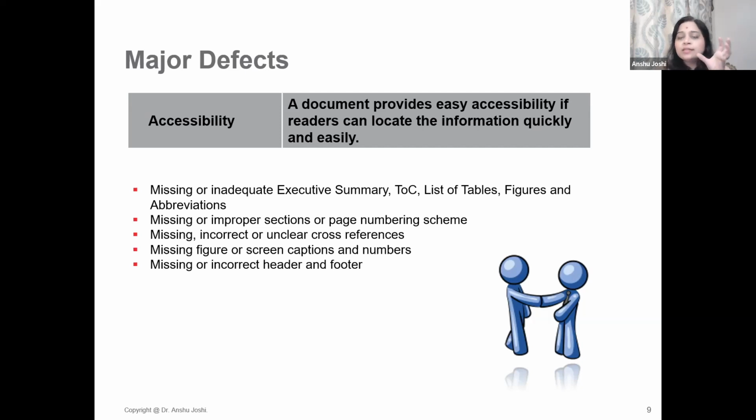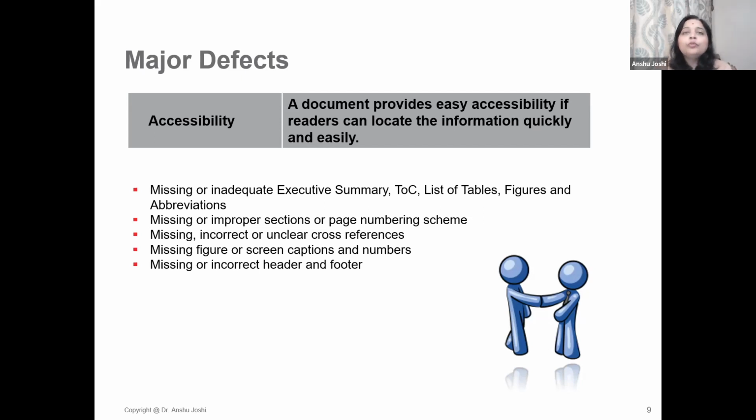So how does the parameter of writing a good proposal document get impacted? A lot of times we miss certain sections in the proposal document. It could be the executive summary section. It could be the table of contents that goes missing. It could be the list of tables, the list of figures, or expanding the abbreviations.